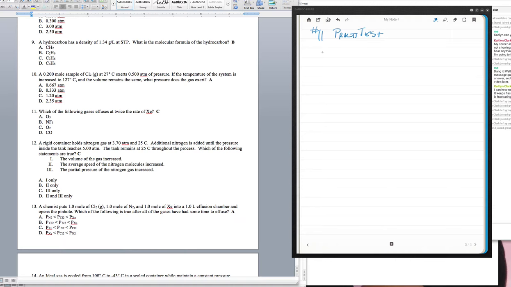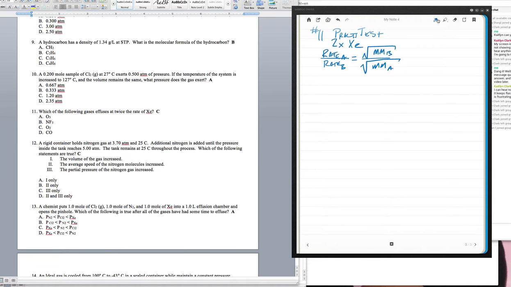Okay. And on that one, which of the following gases effuses at twice the rate of xenon? Two times xenon. So whenever you see effuse or diffuse, you know that you're dealing with Graham's law. So rate of A over rate of B is equal to the square root of the molar mass of B divided by the square root of the molar mass of A. When it starts talking about the rate, it makes it pretty easy in some regards because it's telling you what the numbers are for rate. So we're looking for a gas that effuses at two times the rate of xenon. That means xenon is the larger and the slower.